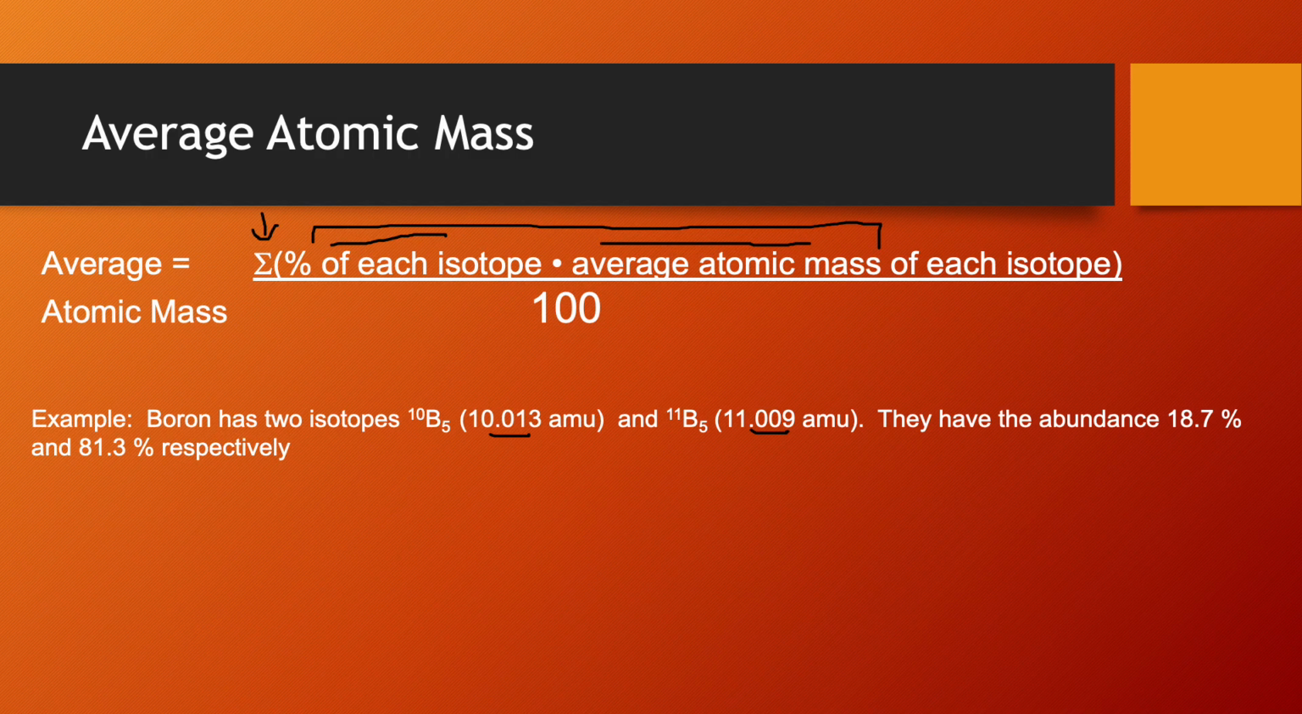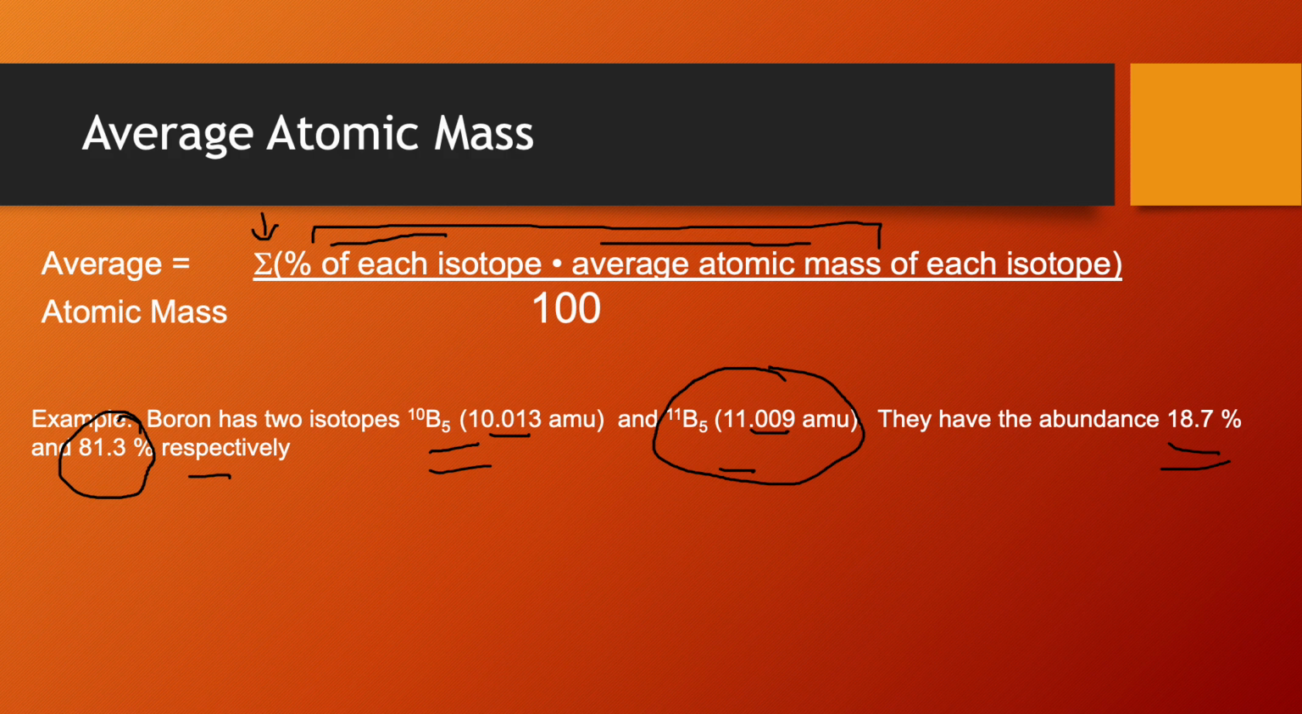They have the abundance 18.7% and 81.3% respectively. When you see this respectively given, it means that you're looking at these in the same order that they're given. So this 18.7%, that's going to go with boron 10 because that was the first one given. This is the first percent given. And then the 81.3%, that's going to go with boron 11. That's the second percent given. This is the second isotope given.